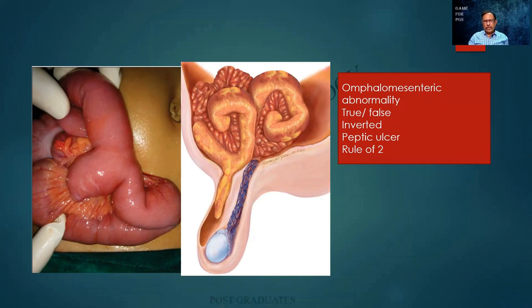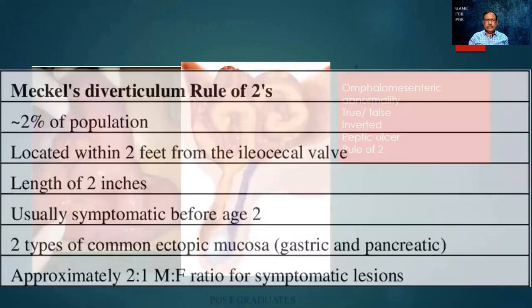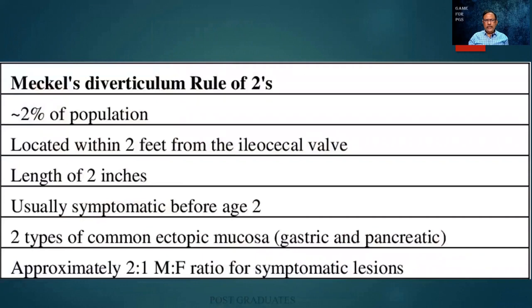You must have read it in your surgery. What is the rule of 2? Meckel's diverticulum: 2% of the population, located within 2 feet of the ileocecal valve, 2 inches in length, and occurs around the age of 2. There can be ectopic mucosa, gastric or pancreatic, and the patient can have a peptic ulcer. Male to female, 2:1 is the ratio. Rule of 2s you people can remember.